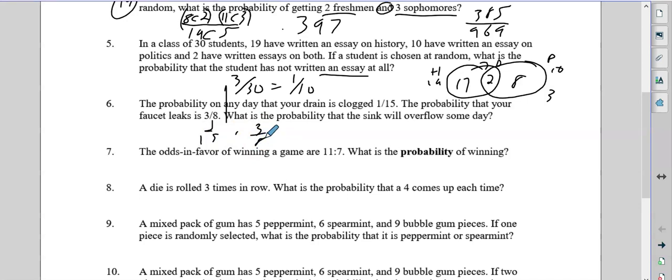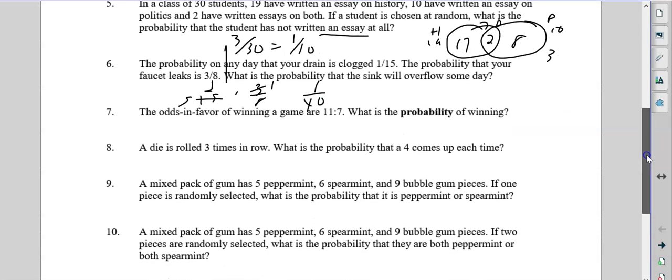You can type it in the calculator and get 3 over 120, or you can go, hey, wait, this goes into this 5 times, so that would simply be 1 out of 40. Again, if you just did it, you would have gotten 3 over 120, which would have reduced to 1 over 40. But if you realize that 3 and 15 reduce by 3, simple math, you can do it all in your head. So a 1 out of 40 chance they'll both happen on the same day and the sink will overflow.